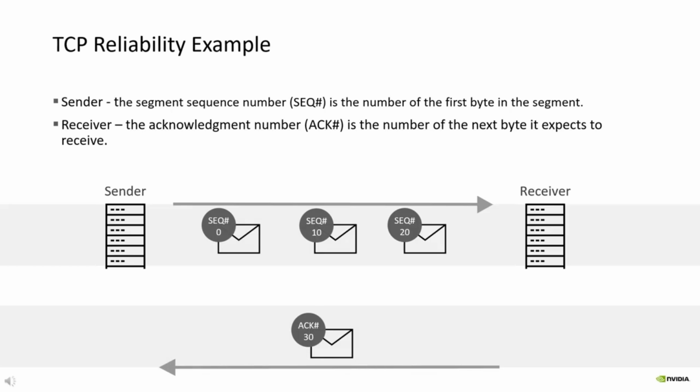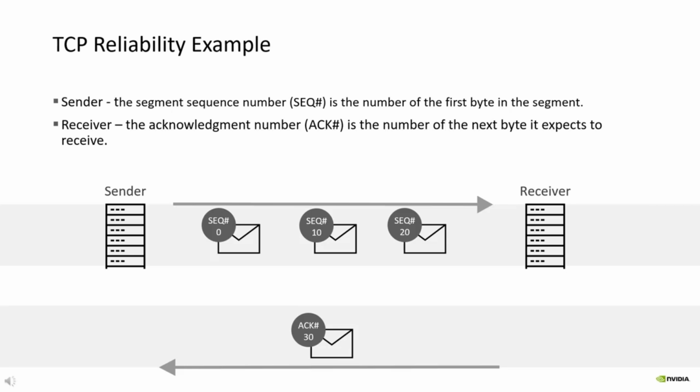In our example, the sender sends 3 segments of 10 bytes each. The sequence number for the first segment is 0, representing the first 10 bytes numbered 0 to 9. The sequence number for the second segment is 10, representing bytes 10 through 19.